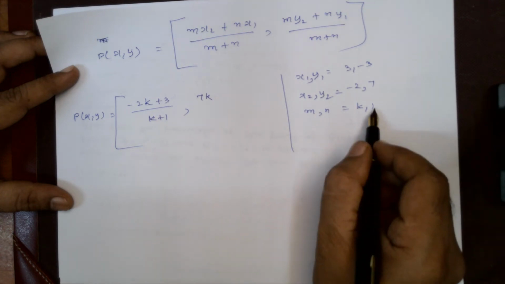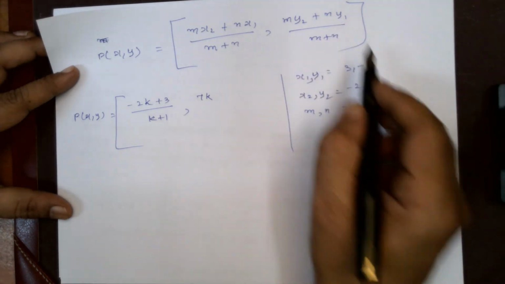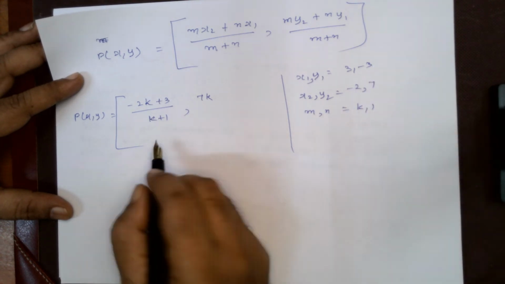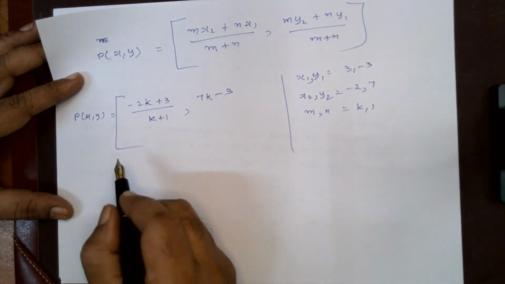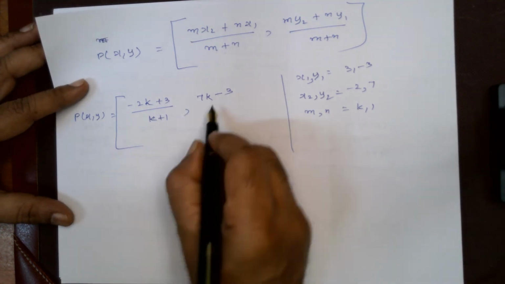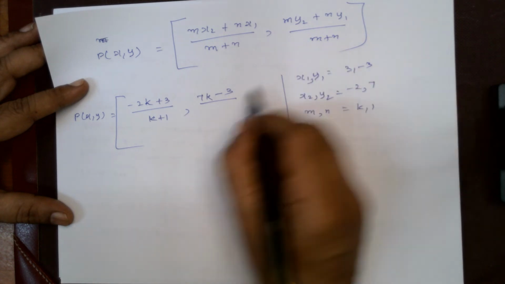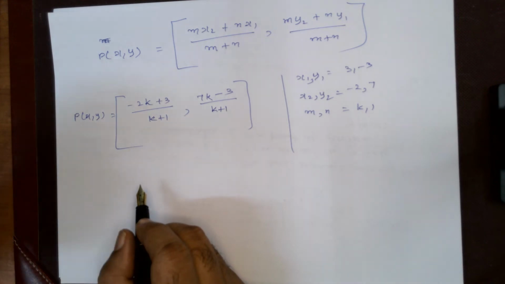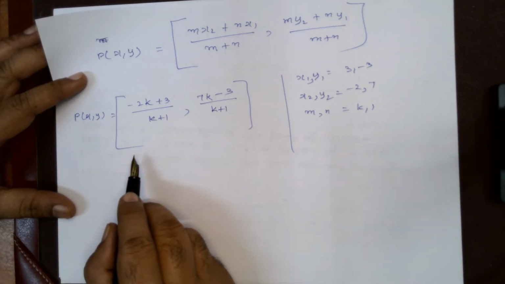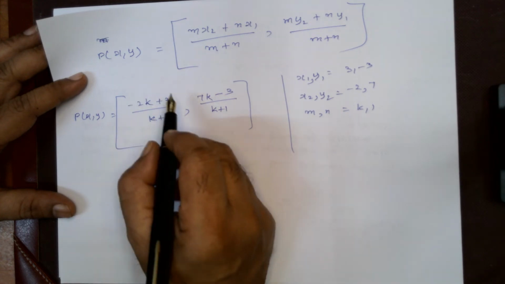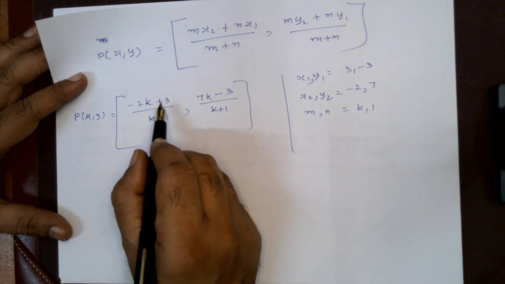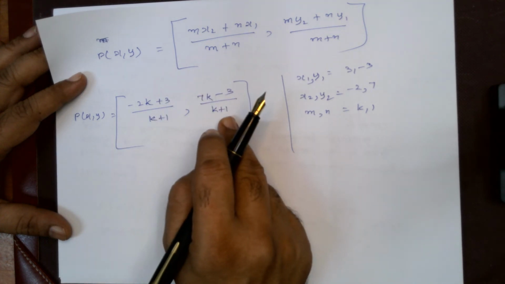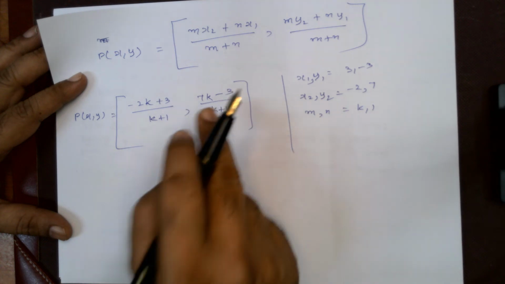And then what about ny1? y1 is here minus 3, okay, 1 is this much, so minus 3 we can put. So 7k minus 3 and m plus n, that is k plus 1, close the bracket. Now this minus 2k plus 3, that is representing x, and what about this 7k minus 3? That is 0. So from this we can find out.